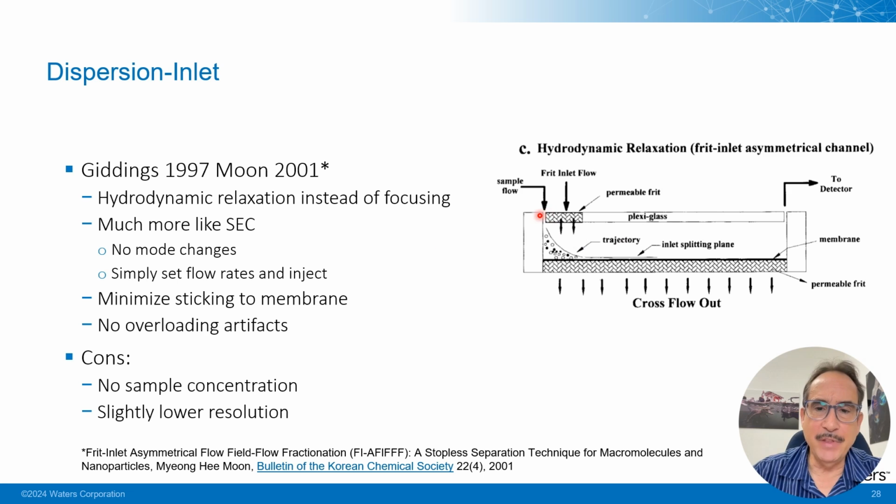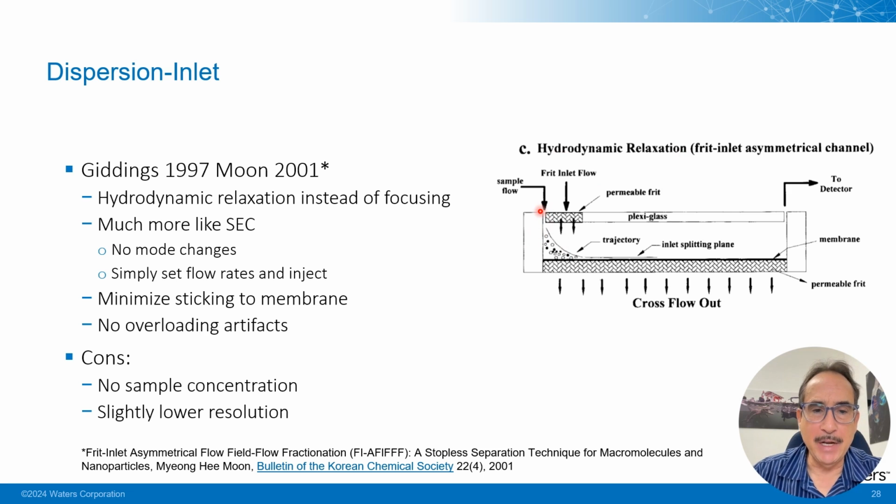So the idea of this new method, or it's an old method that we've re-implemented, is that if you have a secondary flow right near the inlet, when the sample comes in, of course it fills from top to bottom, but instead of relying on the focusing to get it down onto the membrane, the secondary flow, you can think of it as like a shower head, pushes the sample down onto the membrane. This happens as a continuous process that they called hydrodynamic relaxation.